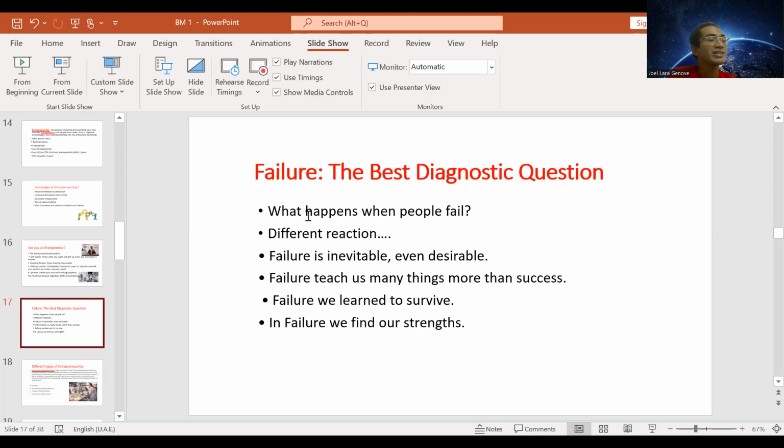Failure, the best diagnostic question. What happens when people fail? Different reactions. Failure is inevitable, even desirable. Failure teaches many things, more than success. Through failure, we learn to survive. Through failure, we find our strength. We know the mistakes, and then we would not do it again.